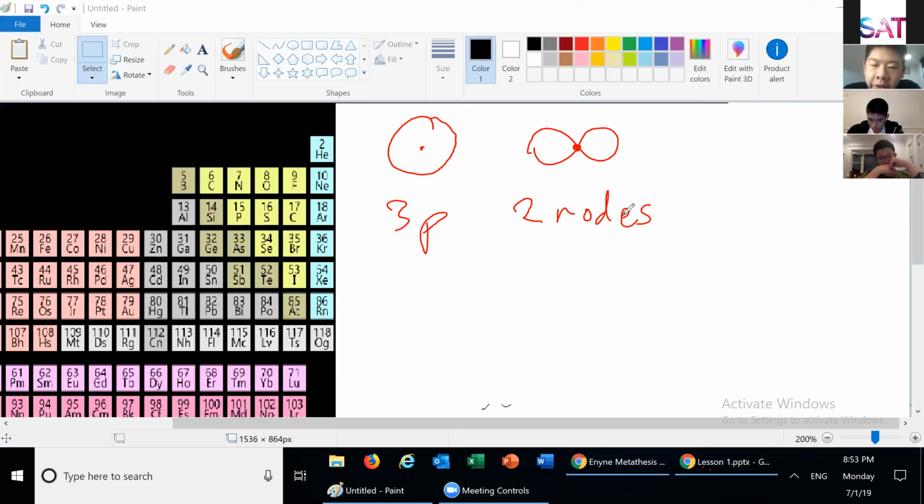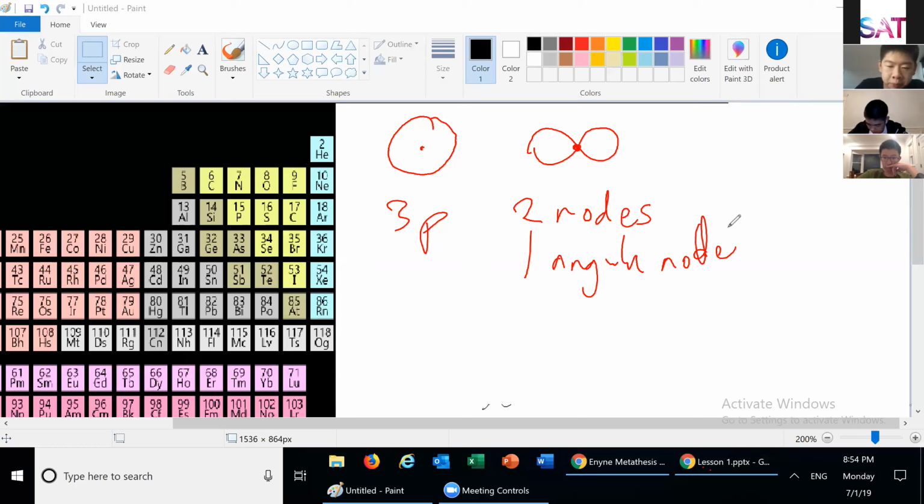So how many angular nodes does this orbital have? Remember what I said about s, p, d, and f. s corresponds to l equals 0, p is l equals 1, d is l equals 2, and f is l equals 3. So we have 1 angular node, and then we have 1 radial node.